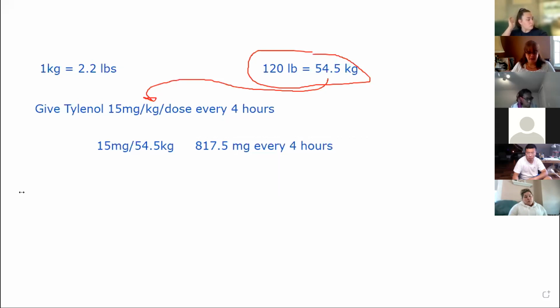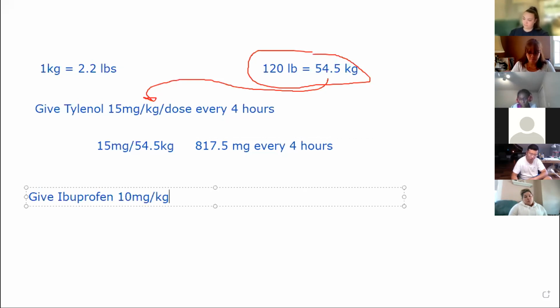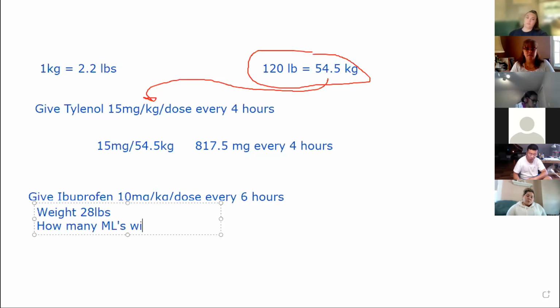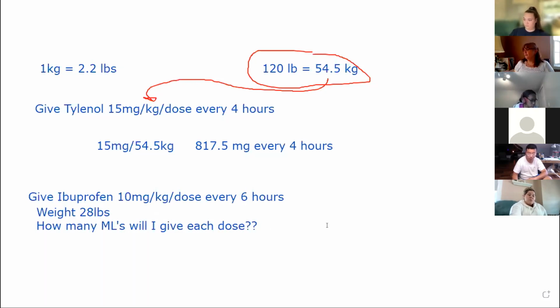Another example is if the doctor wants us to give ibuprofen, 10 milligrams per kilogram per dose every 6 hours. Okay, and our patient's weight is 28 pounds. How many mLs will I give each dose? So I want you guys to figure that one out on your own. I'm going to give you a couple minutes and let's see what you come up with.